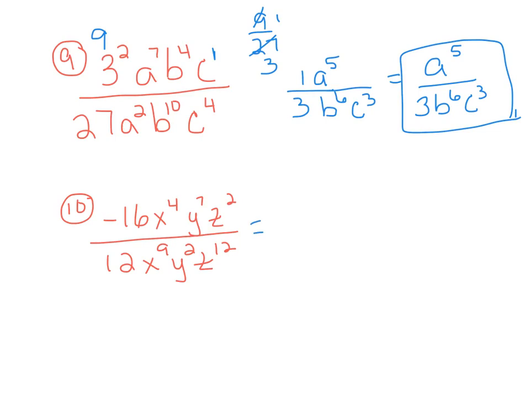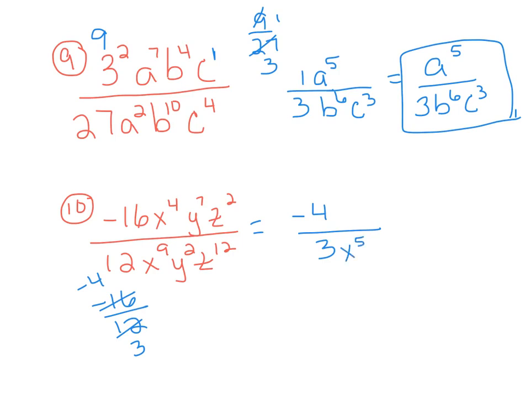Now remember, negative 16 over 12. Like you approach this just like you're simplifying fractions. So 4 can go into both of those. So 3, negative 4. So that's your start. Negative 4 over 3. Now the variables you're subtracting. 4 on top, 9 on the bottom.